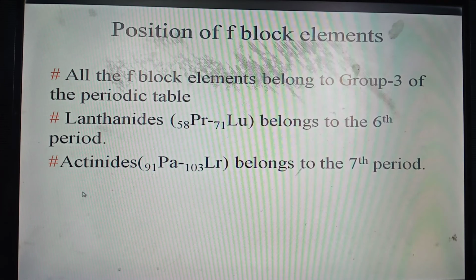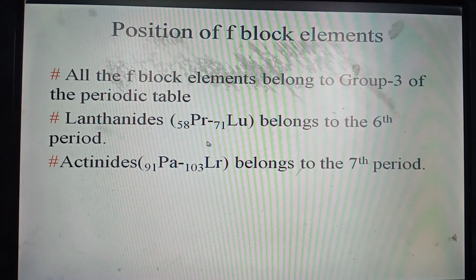Now the position of F block elements. Most probably you can remember that all the F block elements should be placed at the same position. The lanthanides belong to the 6th period and actinides belong to the 7th period, but all the lanthanides and all the actinides are placed in group 3.